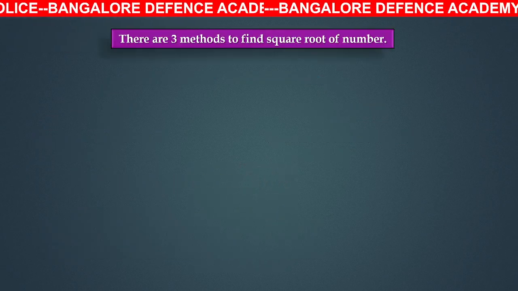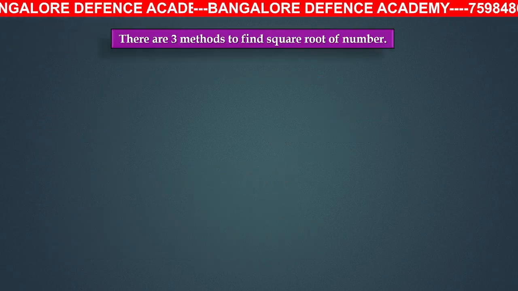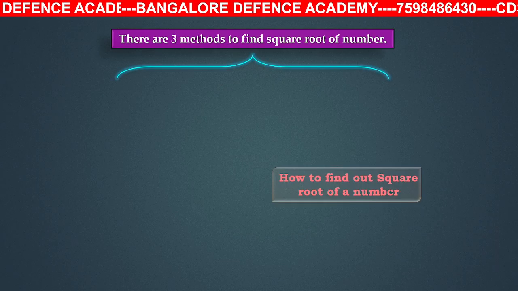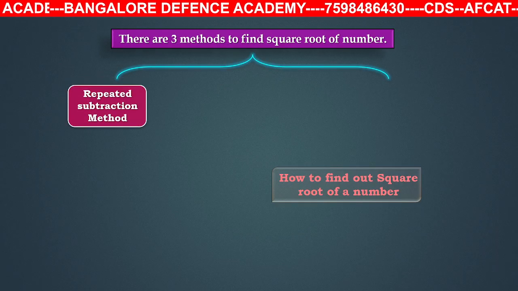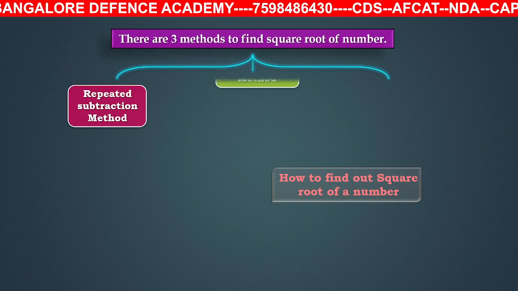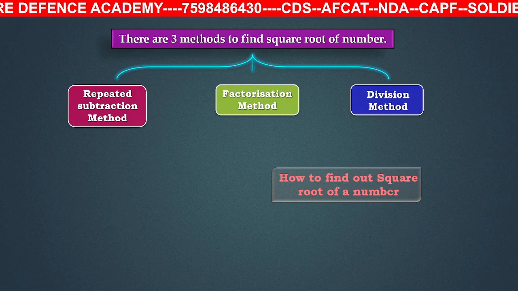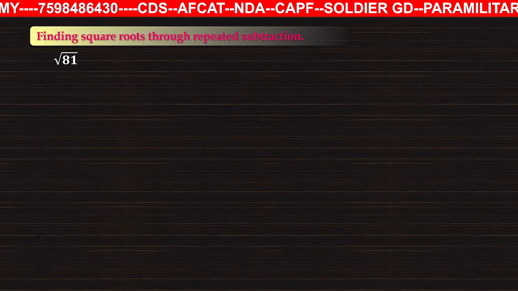Next, there are three methods to find the square roots of any number. So these are the three methods. The first method is repeated subtraction method, the second method is factorization method, and the third is division method. So let us try to first understand the repeated subtraction method.